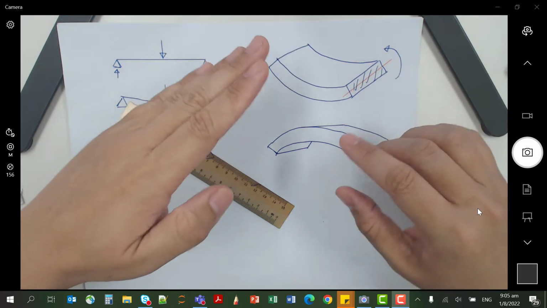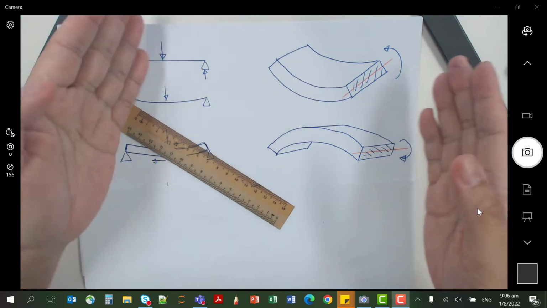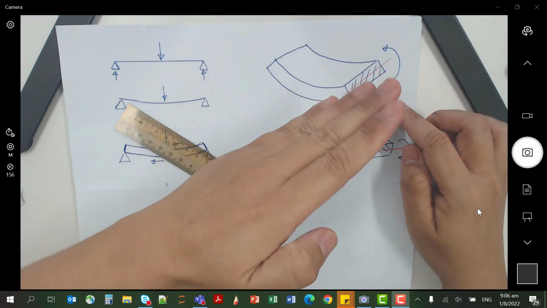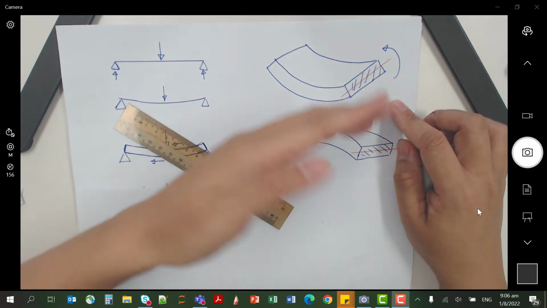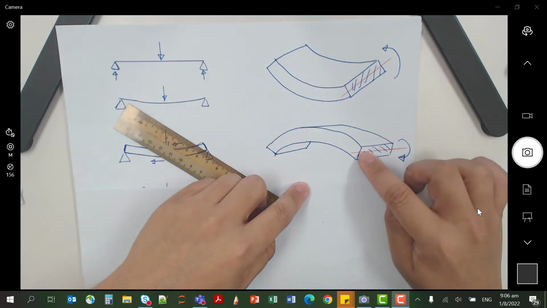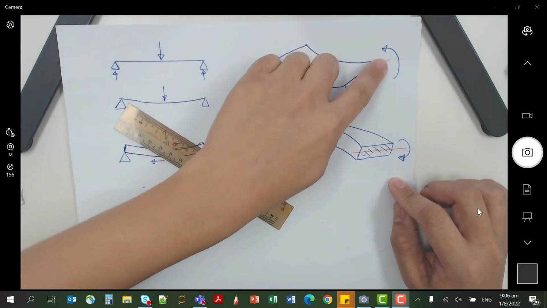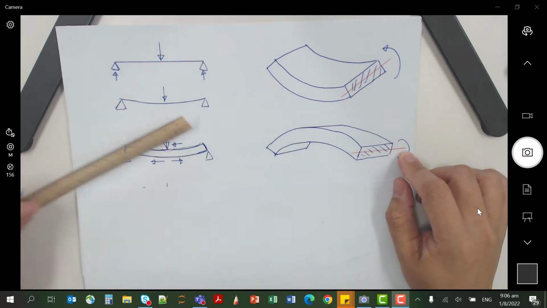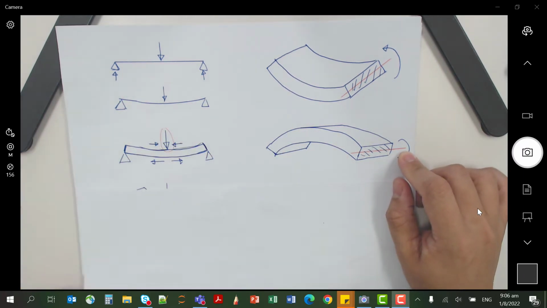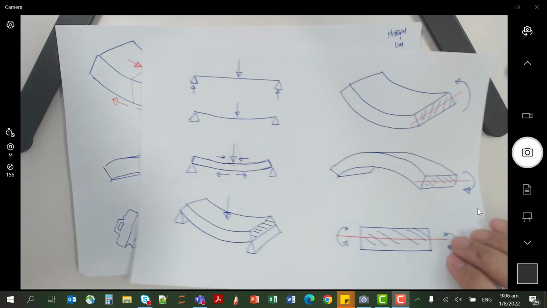When I apply a force at the center downwards, the rectangle is going to do this. When I apply a force upwards, pushing it up, the cross-sectional area is going to do this. So the whole cross-sectional area is rotating about an axis.